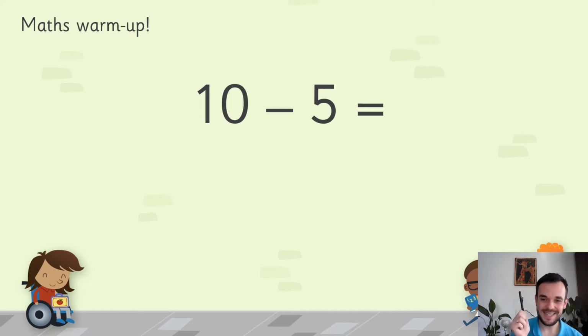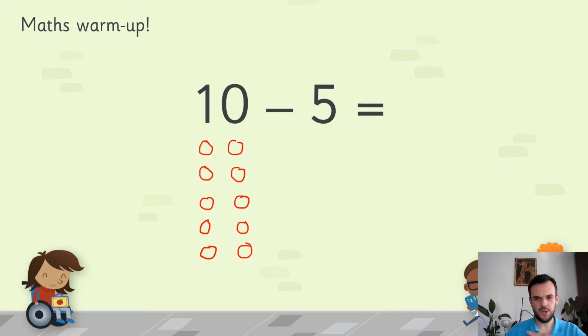Okay, I can see that you have an answer. So let's see how we work this one out. The number sentence is 10 take away 5 equals. So first of all, we need to start with 10. So I'm going to draw my 10 circles. 1, 2, 3, 4, 5, 6, 7, 8, 9, 10.